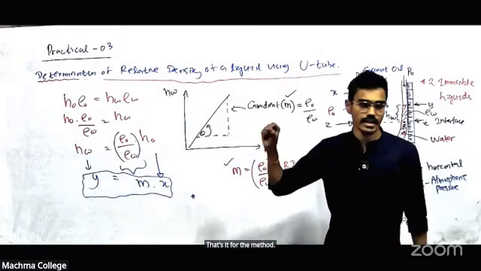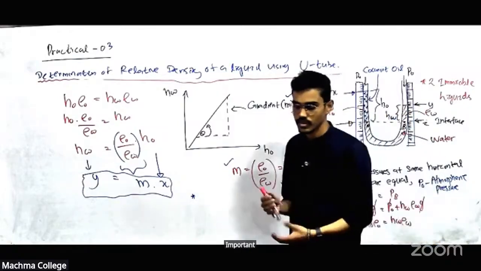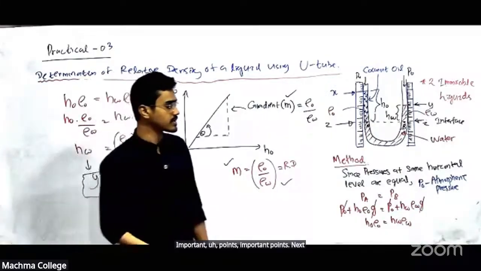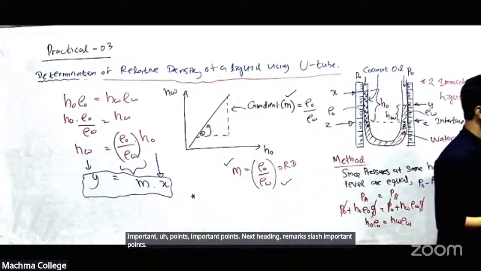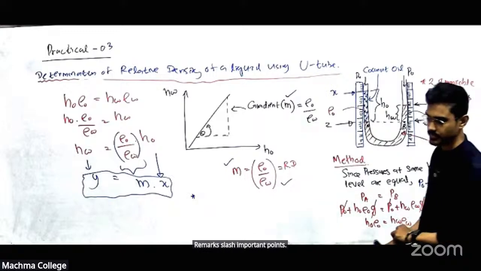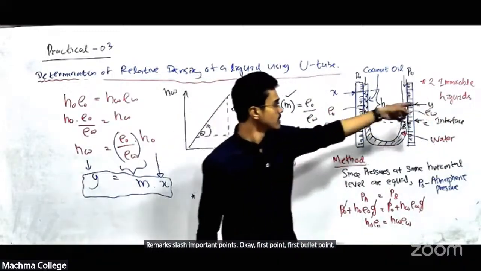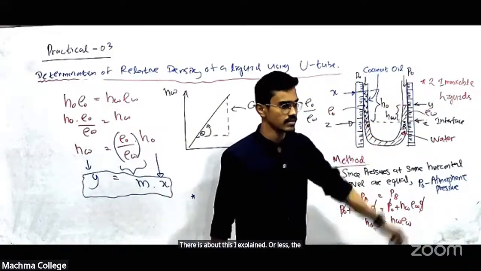As the next heading, write down remarks / important points. Okay, first bullet point, that is about this I explained. Always the higher density will be put first.